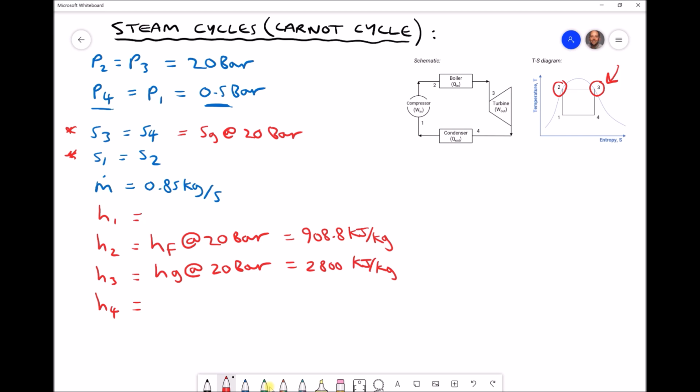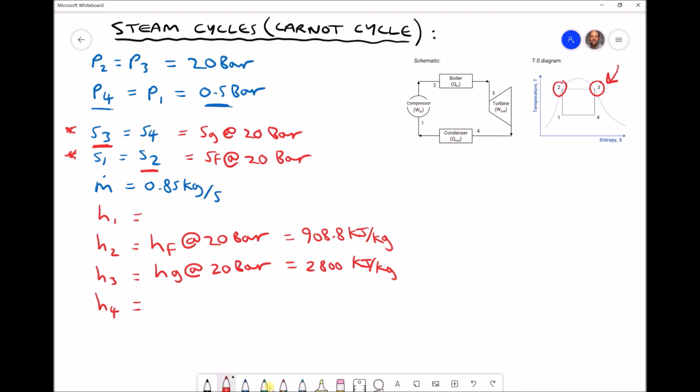The reason being there is we know that at position 3 we have dry saturated vapour. Now we also know that at position 2 we have wet saturated vapour. We know that the pressure is 20 bar because that's the entrance to our boiler. So we can determine our entropy values at position 3 and position 2, and then we can set them equal to positions 4 and 1.